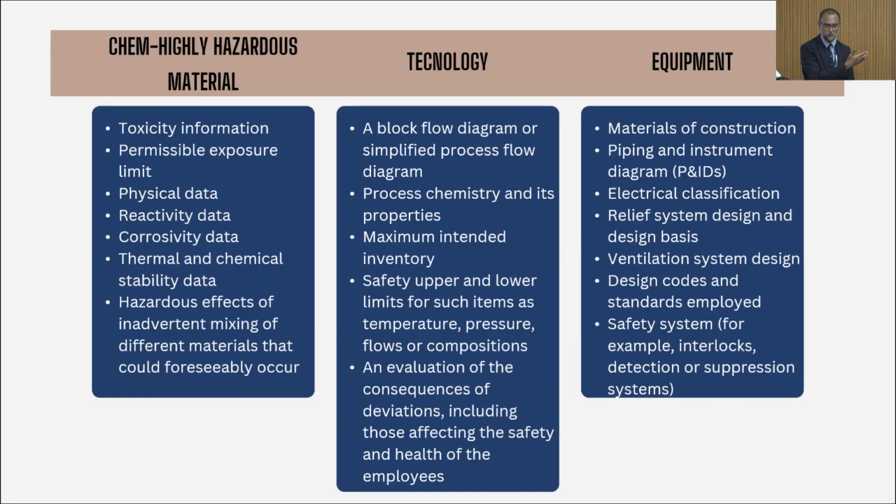So you know if your operation is going outside the safety limits. And evaluation of consequences of deviations, which means that if things go out of whack, you know what's going to happen. Equipment: materials of construction, P&ID, electrical classification, relief system design, and they've got all that. And all this information must be managed and kept up to date.